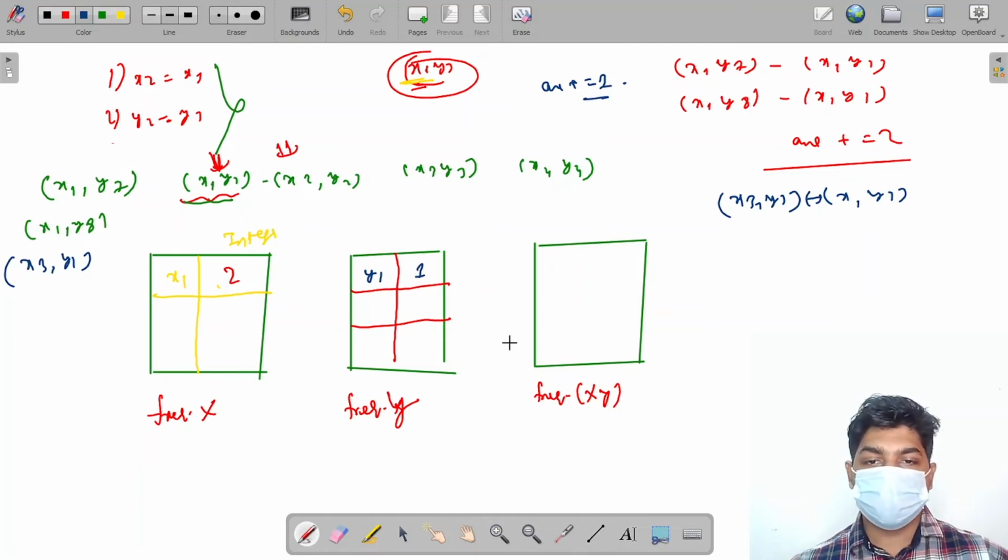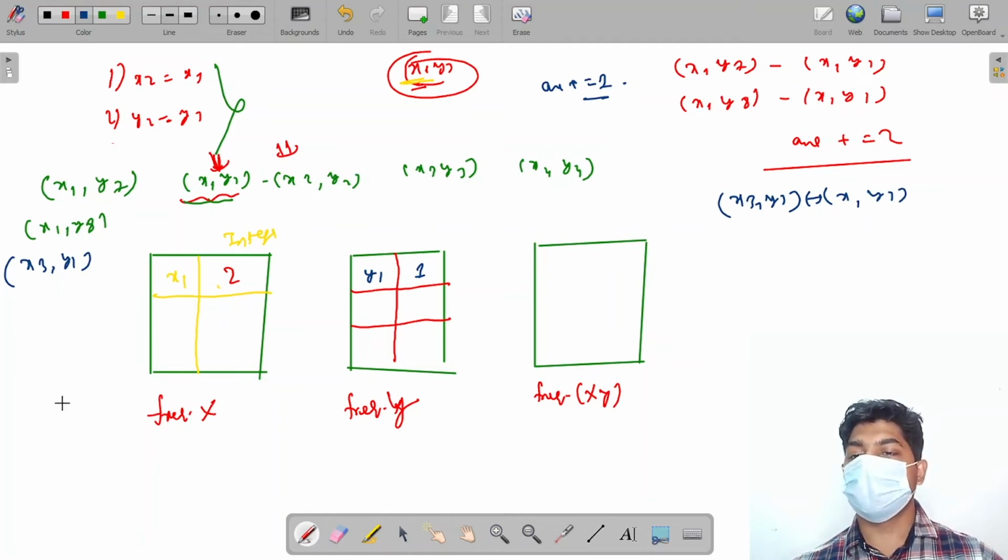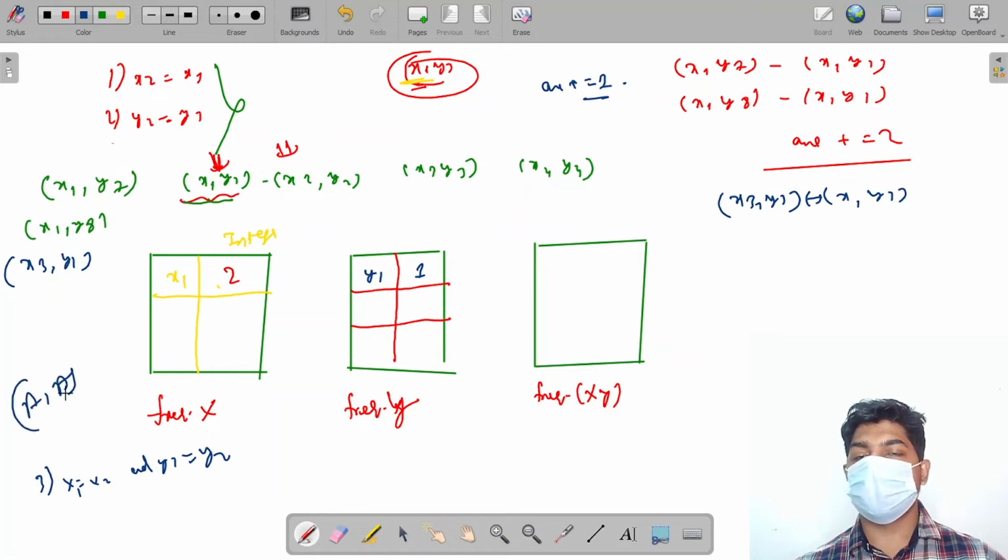Now the final one is the frequency map of xy. Why do I need this? I told you that there was one more condition over here: if x1 equals x2 and y1 equals y2, we have to avoid this condition, because we don't want such pairs, a comma a, right? So we have to maintain a map for this also.